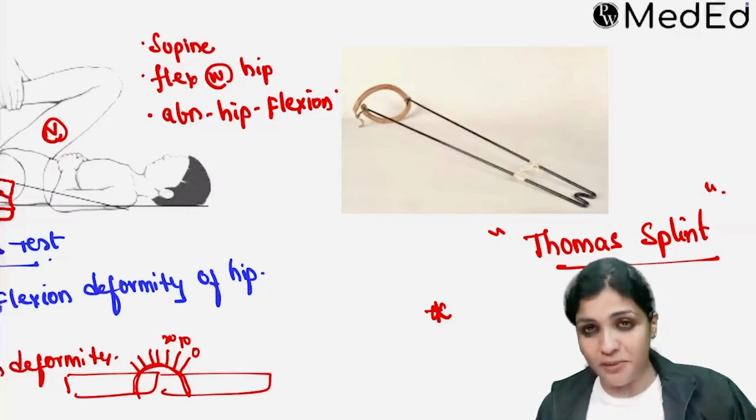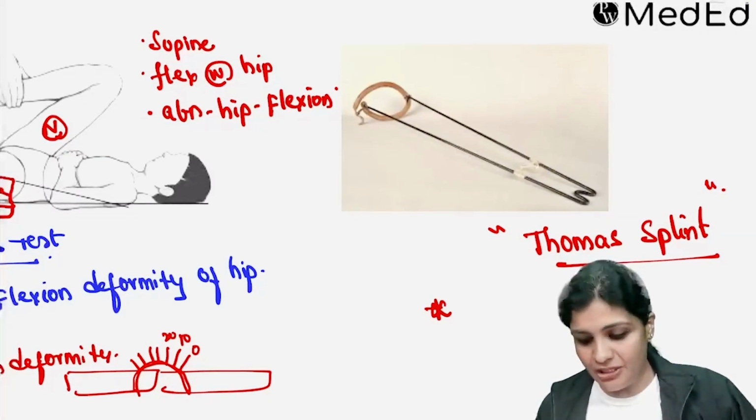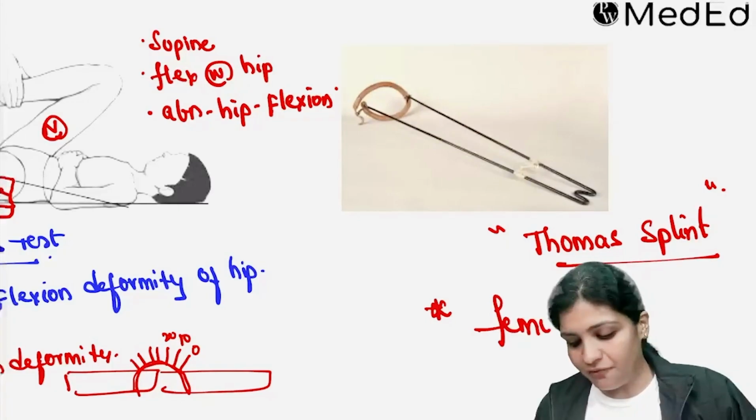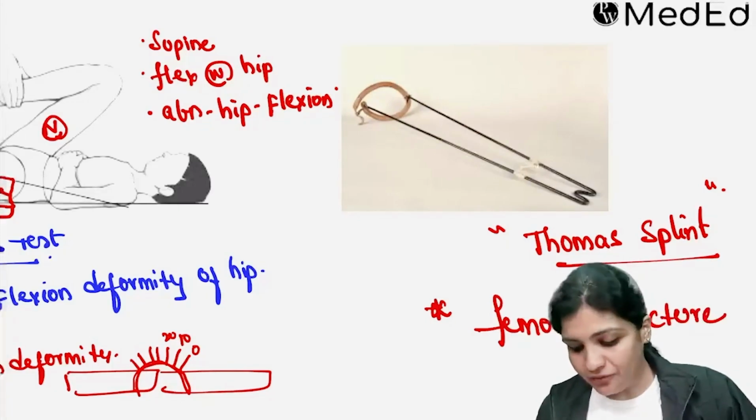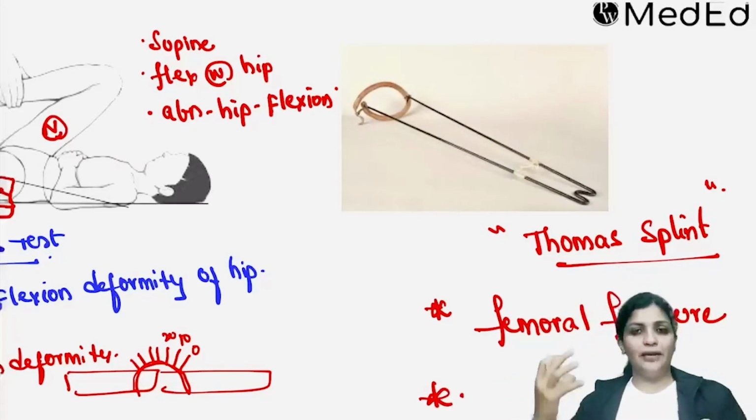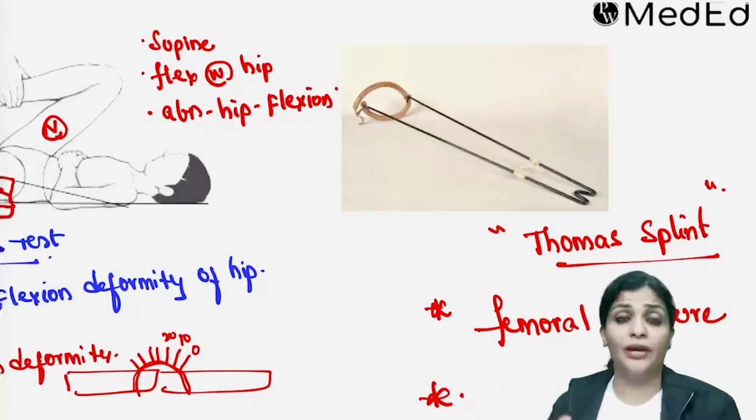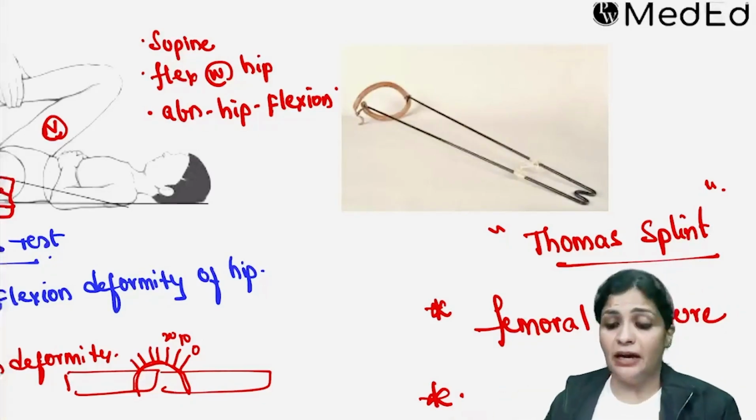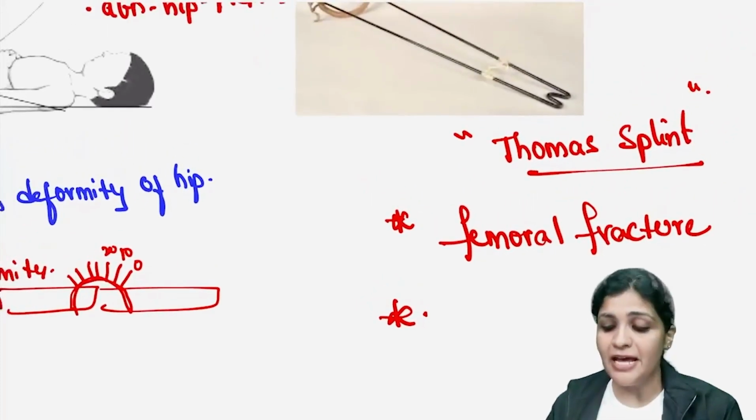And later, this Thomas splint is now used for shifting or immobilization of patients who are suffering from femoral fractures. So whenever there is a fracture femur, you need some support given to the patient, right? So now this is used as a traction tool, or you can use it as an immobilization brace or splint, which is called the Thomas splint.